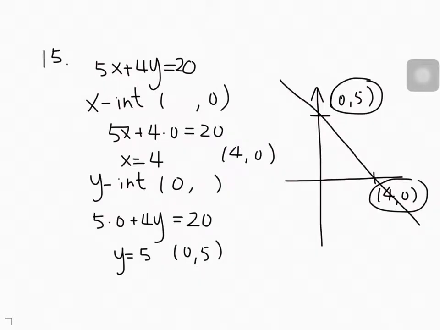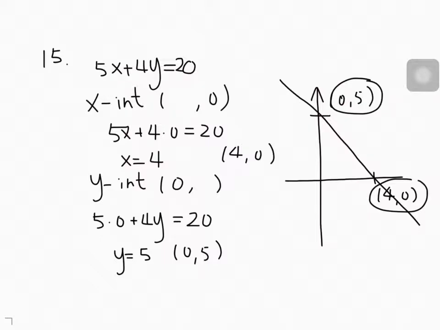Question number 15. Find the intercepts and graph each line. 5x plus 4y equals 20. How do I find the x-intercept? I need to plug in y equals 0. 5x plus 4 times 0 equals 20. X equals 4. So the x-intercept is going to be 4, 0. How do I find the y-intercept? By plugging in x equals 0. 5 times 0 plus 4y equals 20. So my y is going to be 5. 0, 5 is the y-intercept point.